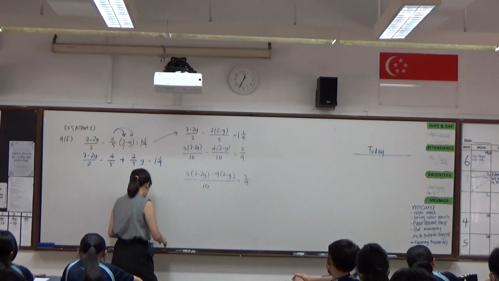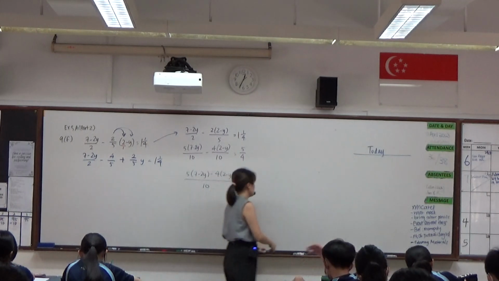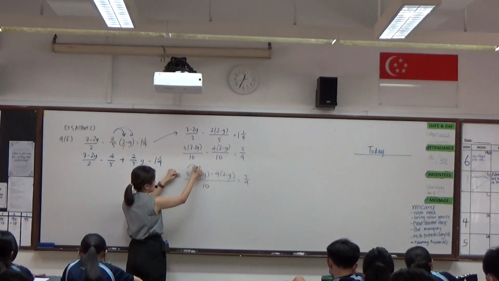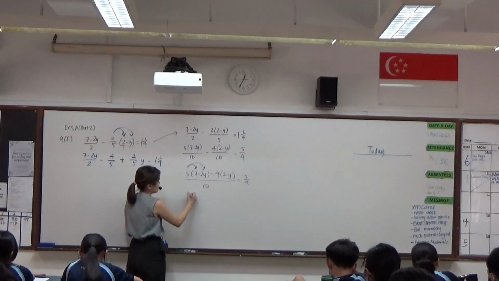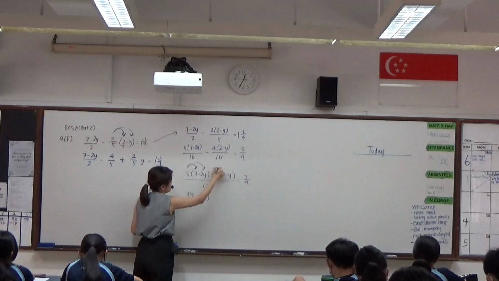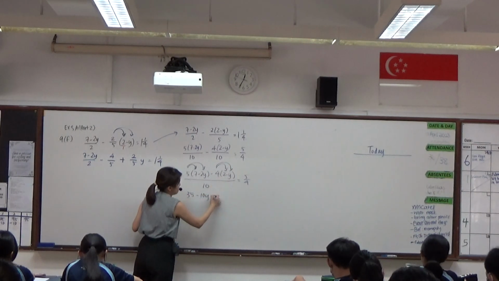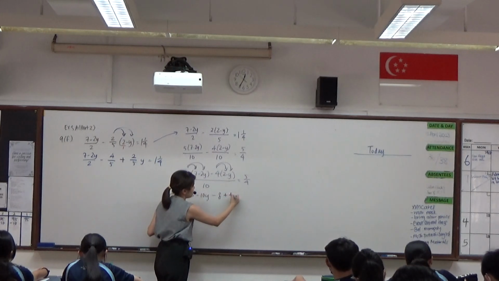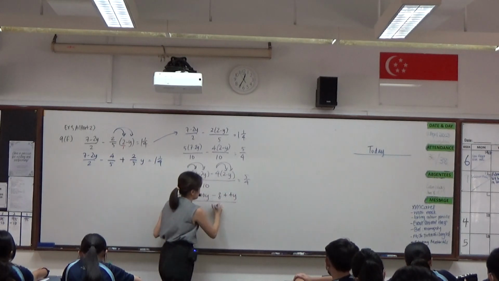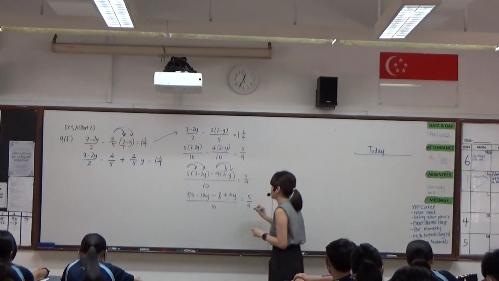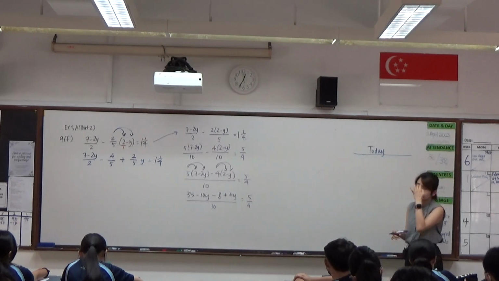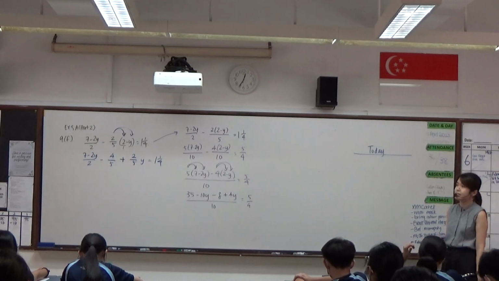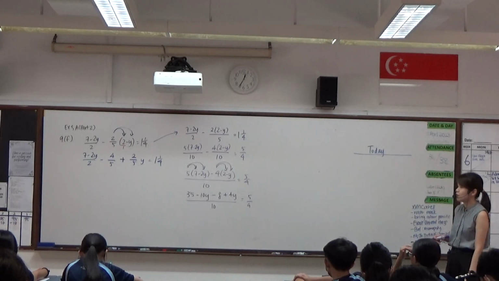Okay, again a reminder that when I expand this, doing the rainbow, I'll have 35 minus 10y followed by minus 8. Minus minus become plus 4y over 10. Okay? So we get 35 minus 10y minus 8 plus 4y over 10 equals to 5 over 4.